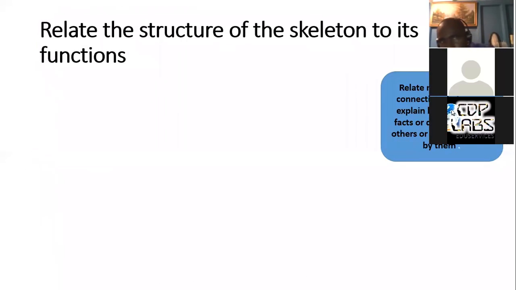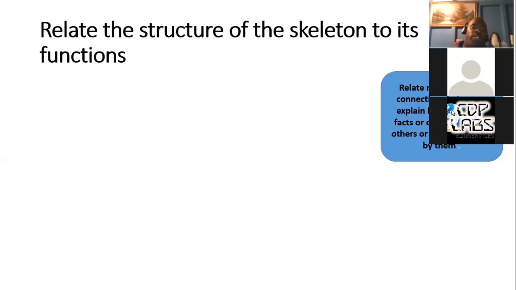All right. Now, to relate the structure of the skeleton to its functions. Can somebody read the definition of what it means to relate for me, please? Who will read it for me? Relate means show connections between, explain how one set of facts or data depend on others or are determined by them.